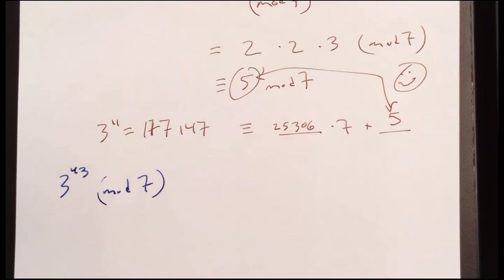Grab your calculators. What's 3 to the 43rd? 10 to the 21st, 10 to the 20th? That's huge, right?